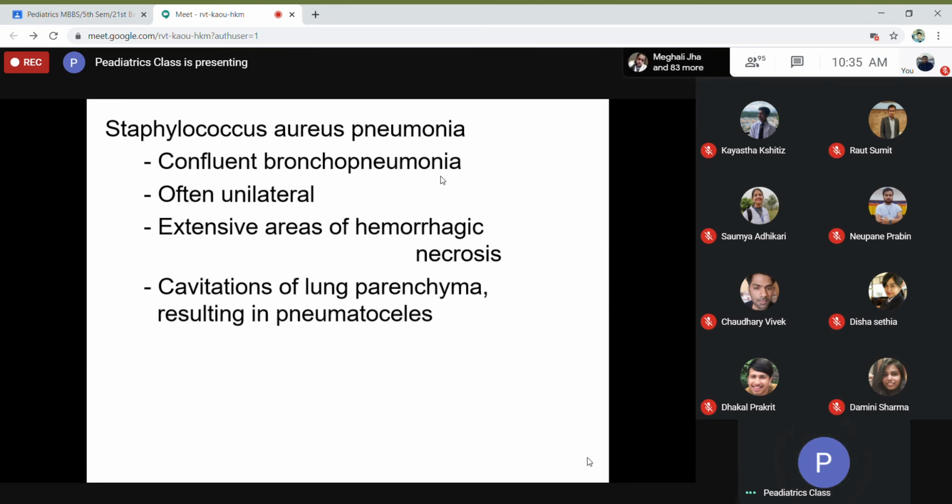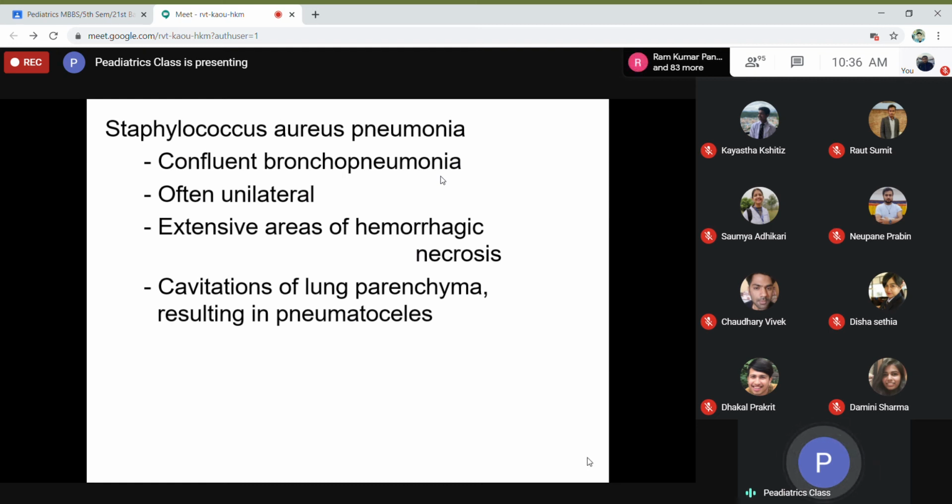In Staphylococcus aureus pneumonia, there will be confluent bronchopneumonia. Initially there will be patchy involvement of two or more sites in the lungs. Usually it's unilateral, but two or more sites will be involved, like a bronchopneumonia, and later it causes areas of hemorrhagic necrosis, followed by cavitation of the lung parenchyma, resulting in pneumatocysts. These pneumatocysts can rupture and can cause pneumothorax.